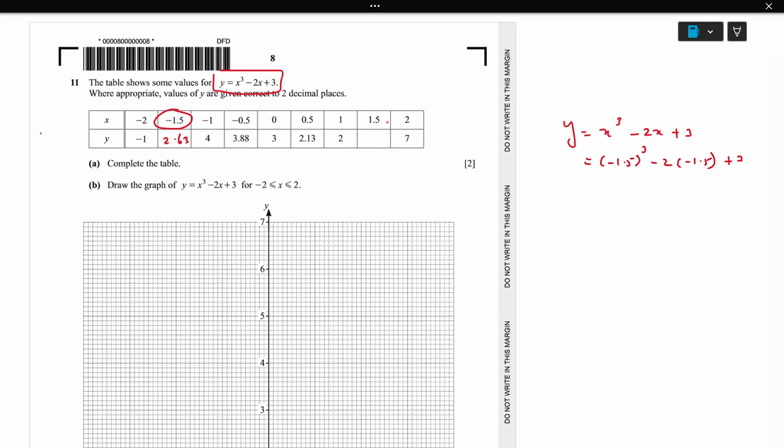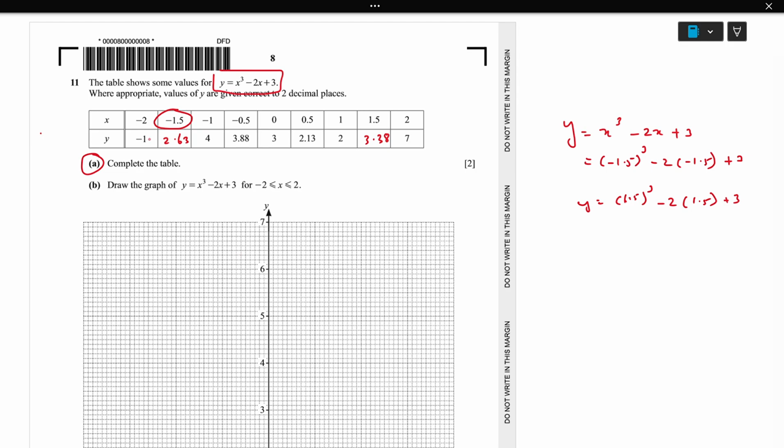Next, the same thing, we need to plug in 1.5. The same way, so y equals 1.5 cube minus 2 into 1.5 plus 3. So the answer is going to be 3.38. So the first part is done. Now second part, draw the graph on the grid.